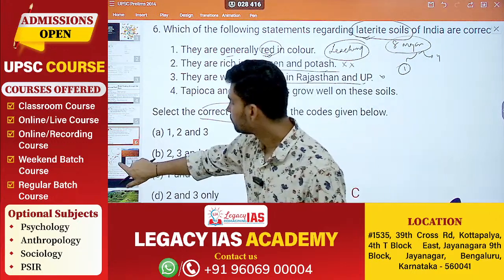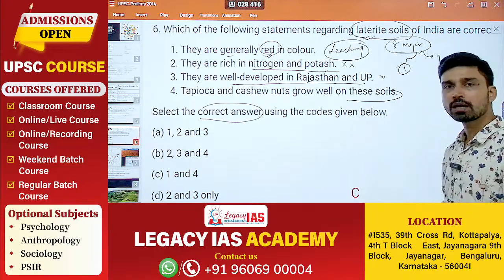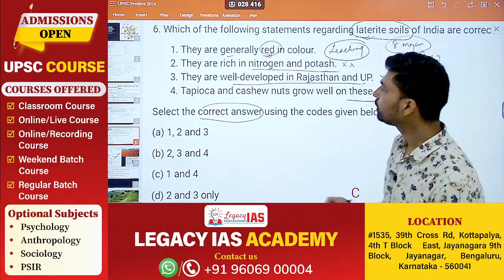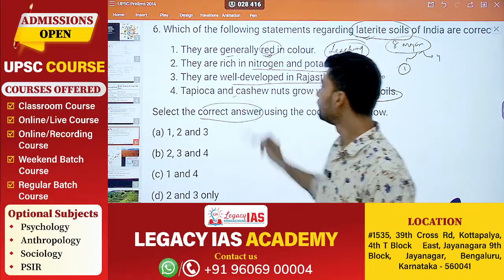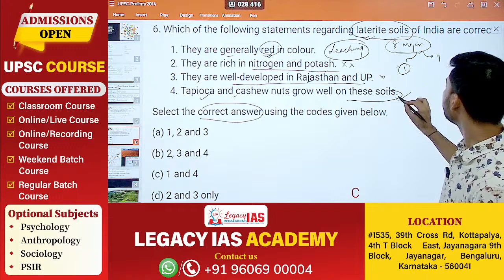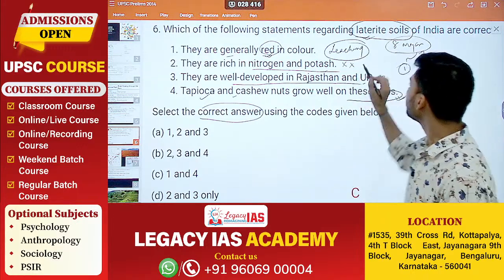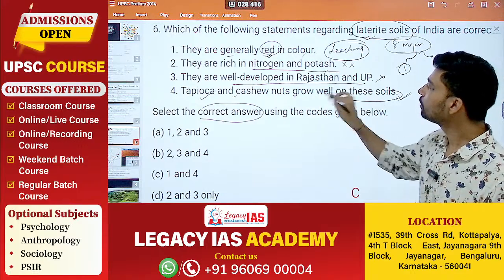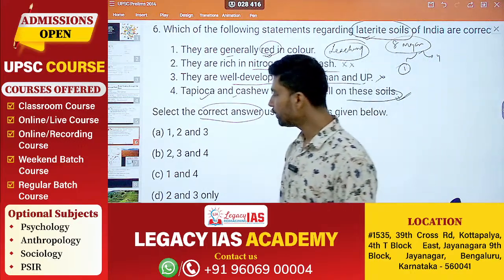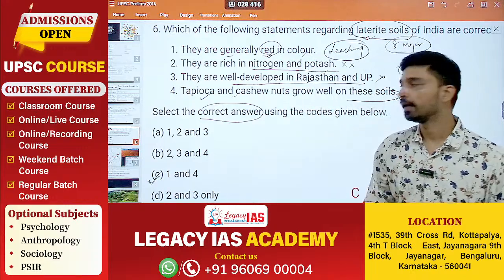So basically the fourth option is about the crops. What kind of crops are grown in the laterite soil? So tapioca and cashew nut. This is indeed a correct option because tapioca and cashew nut can easily grow in the laterite soil. Thus the second and third options are incorrect. The first and fourth options are correct. So if you look at the options here, it should be C, that is 1 and 4 only.